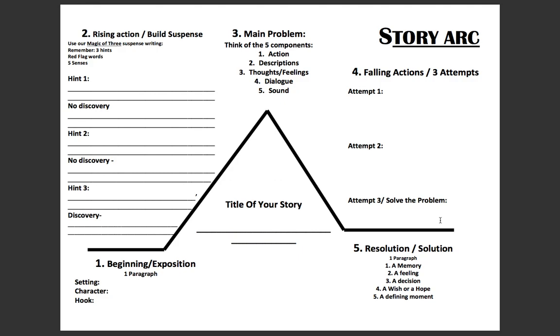These are the five main components that we have practiced since January. We worked on our rising action and our magic of three. We've been working on our three attempts. We've gone over our main problem. We spent lots of time on creating a really good introduction paragraph. And this past week, you've been working on your resolution and solution.